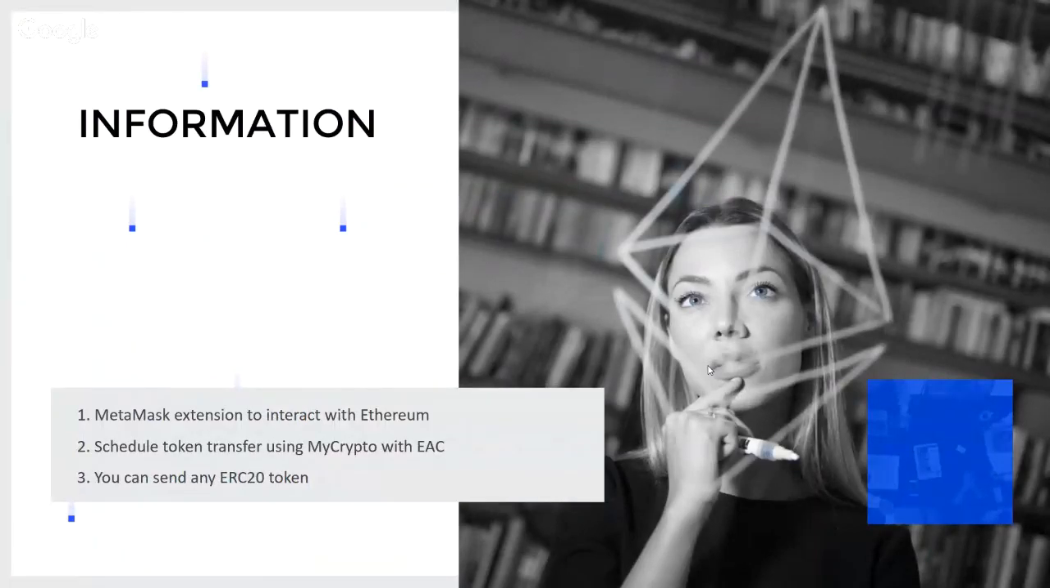So guys, if you would like to follow along, just make sure you have a MetaMask extension, or you use the desktop version of MyCrypto, and you have some wallet. And also make sure you have some tokens on your account, because we are going to schedule a token transfer. And you can send ERC20 tokens.